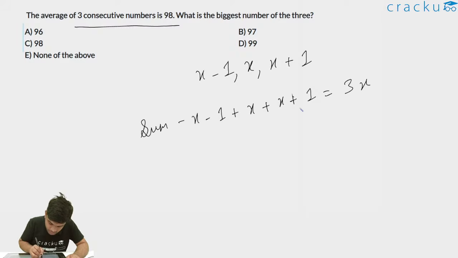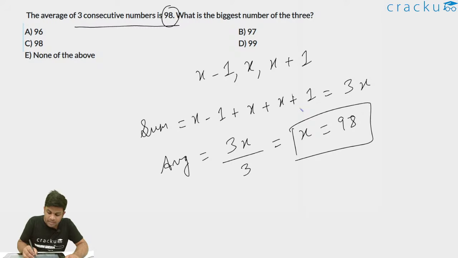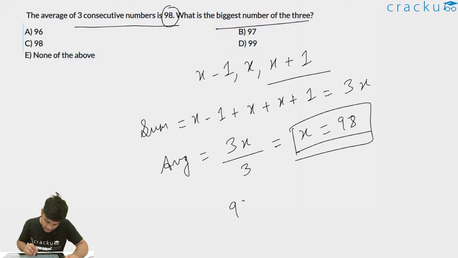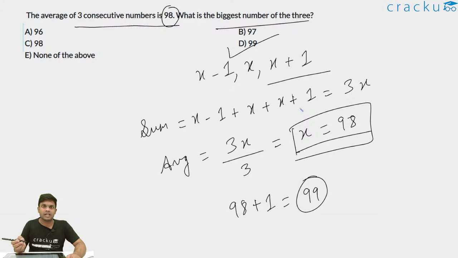This is the sum. So average will be sum divided by total number of numbers. So total number of numbers here are 3. So 3x by 3, which is equal to x. Now this is the average, but average is 98. So x must be 98. So the biggest number of the 3 is x plus 1. x is 98. So it is 98 plus 1, which is equal to 99. So answer is option number D, which is equal to 99.